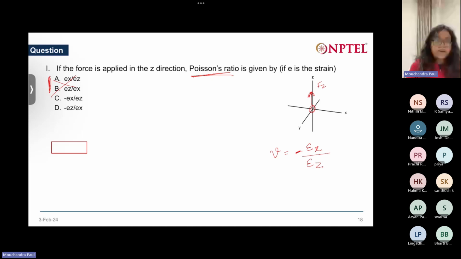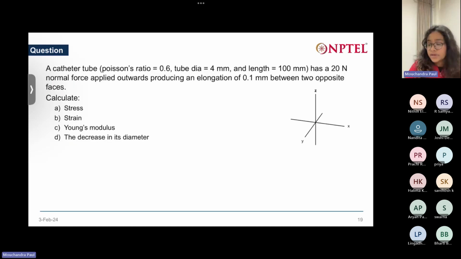Both of you who have answered option C, you guys are correct. So the Poisson's ratio in this case will be minus of epsilon. So E is used to define strain. So minus of Ex by Ez. Okay. Is it clear? The concept of Poisson's ratio, is it clear for everyone? Great. I got one thumbs up. I assume that everyone has listened.